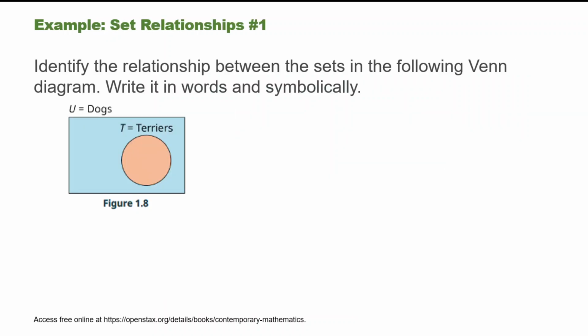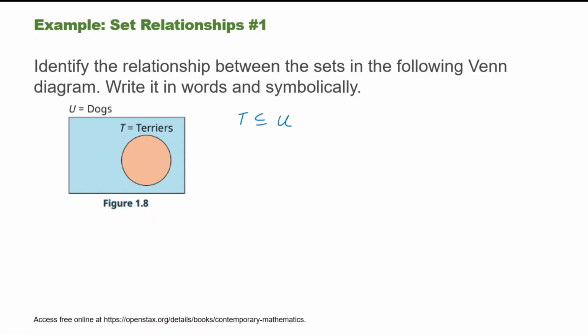Example, set relationships number 1. Identify the relationship between the sets in the following Venn diagram. Write it in words and symbolically. So this figure includes a large rectangle that is labeled U equals dogs, and there is a circle representing a set inside of that rectangle that's labeled T equals terriers. So the way we would write this symbolically would be that T is a subset of U.